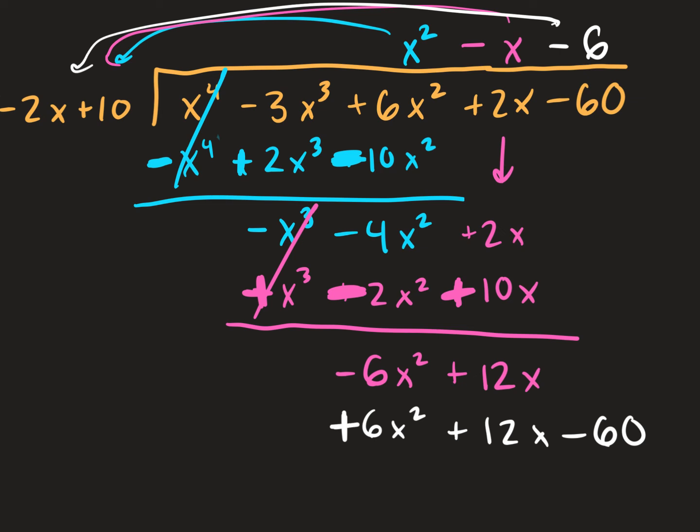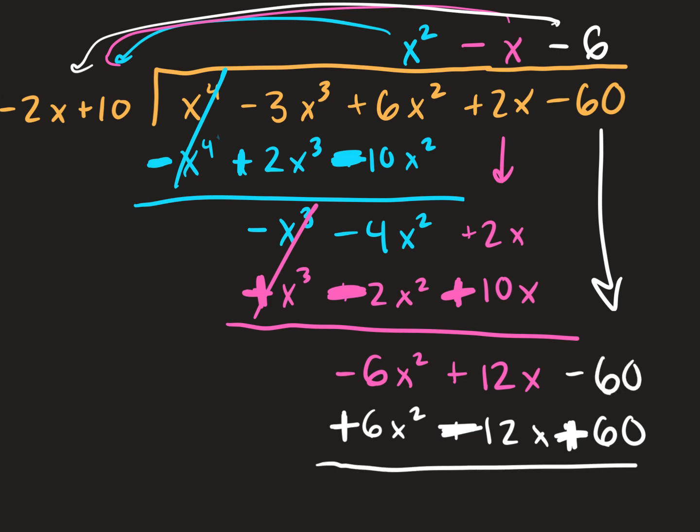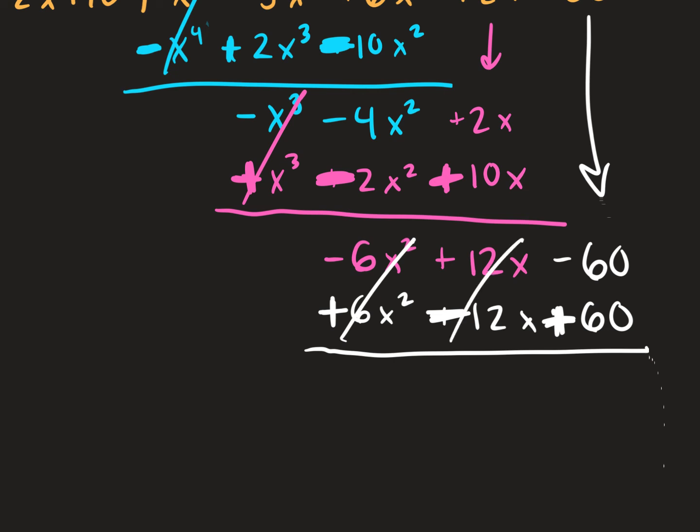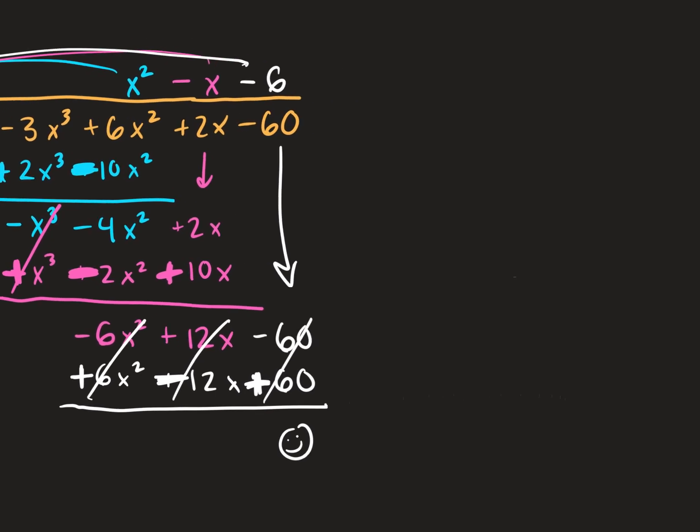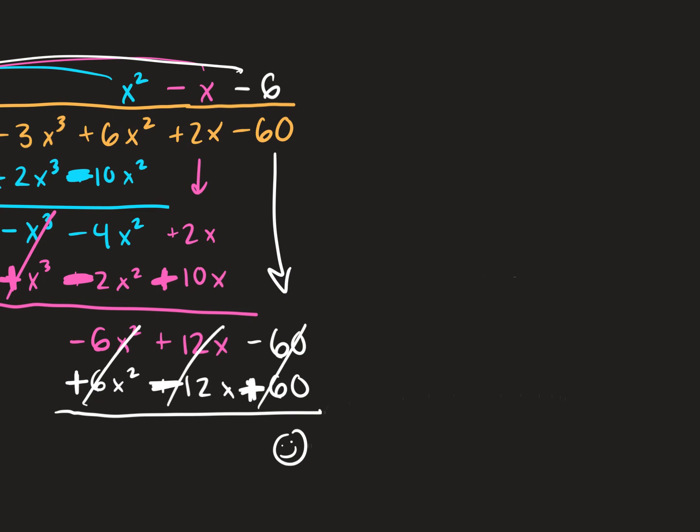Change the signs. Drop down this negative 60 on top and combine. So these all cancel. So I have no remainder. You will always get no remainder at this point because what you're dividing in is a factor, so it'll go in evenly. So if you get a remainder here, you did something wrong. So you always get no remainder here. So now I know that x squared minus x minus 6 is a factor.